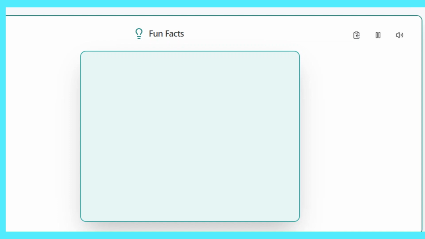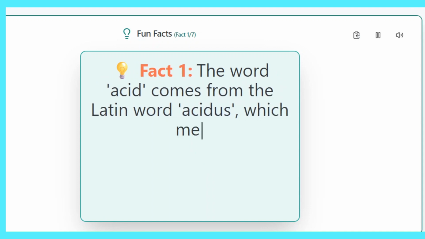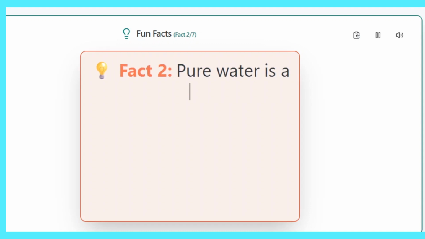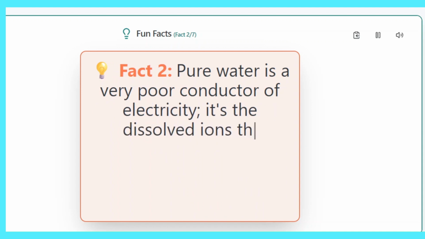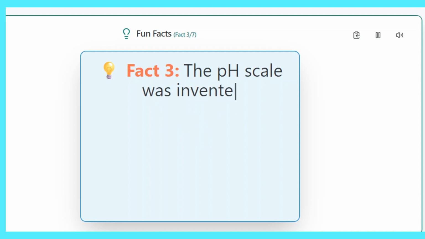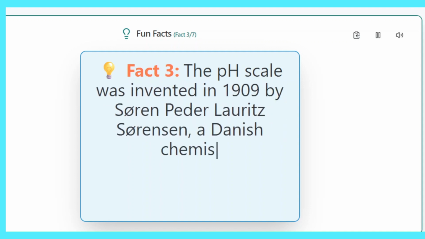Now starting, fun facts. The word acid comes from the Latin word acidus, which means sour. Pure water is a very poor conductor of electricity. It's the dissolved ions that allow current to flow. The pH scale was invented in 1909 by Søren Peder Lauritz Sørensen, a Danish chemist.